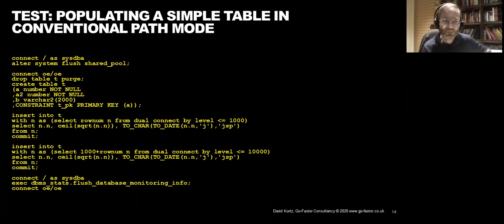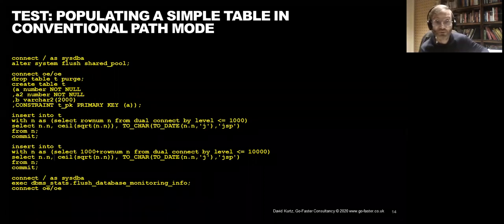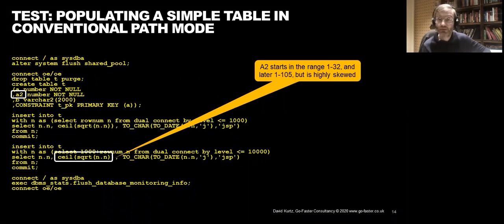So, simple example. I'm going to build a table. It's going to have 3 columns. Column A has got a nice linear distribution. Column A2 has a very skewed distribution because it's built on a square root function. So 1,000 rows, but it's only in the range 1 to 32. And then I'm going to add another 10,000 rows, and it's only going to be in the range 1 to 105. And sometimes I'll commit the data, and sometimes I'll collect stats explicitly, and sometimes I will flush the table monitoring information, because I'm not prepared to wait for it to flush automatically.